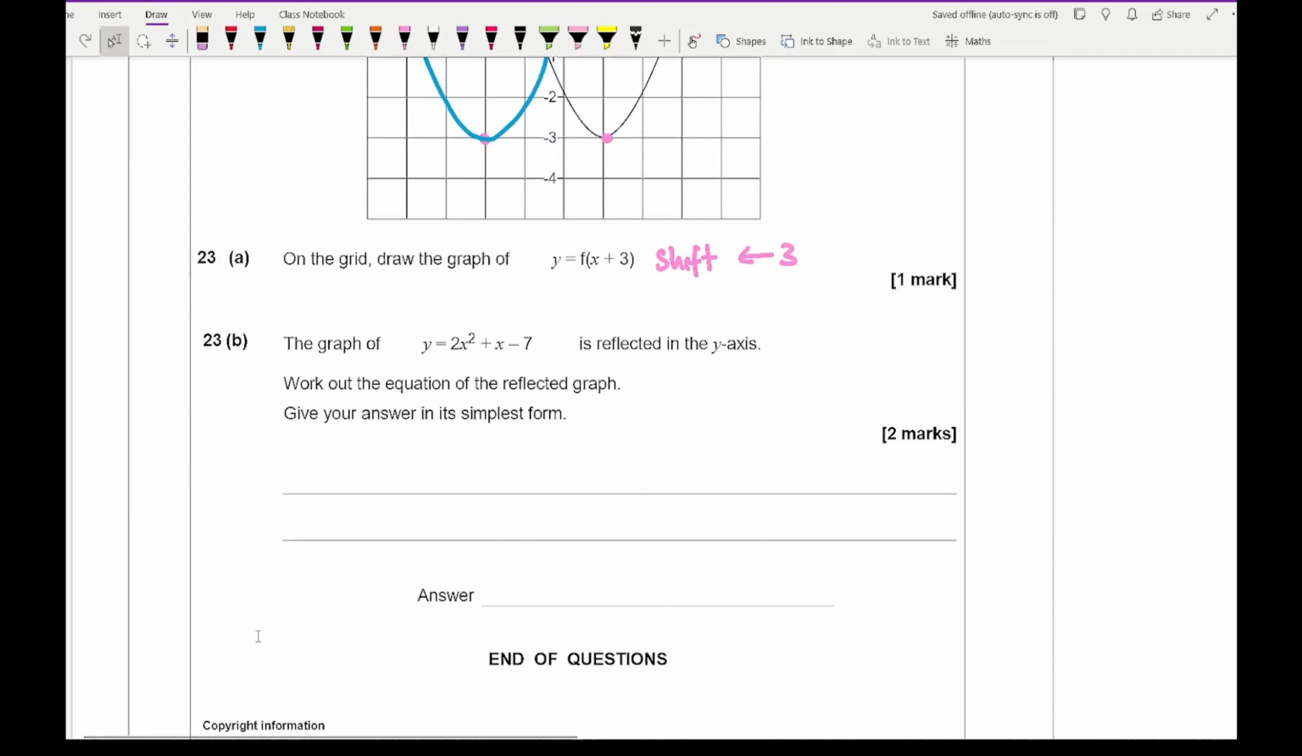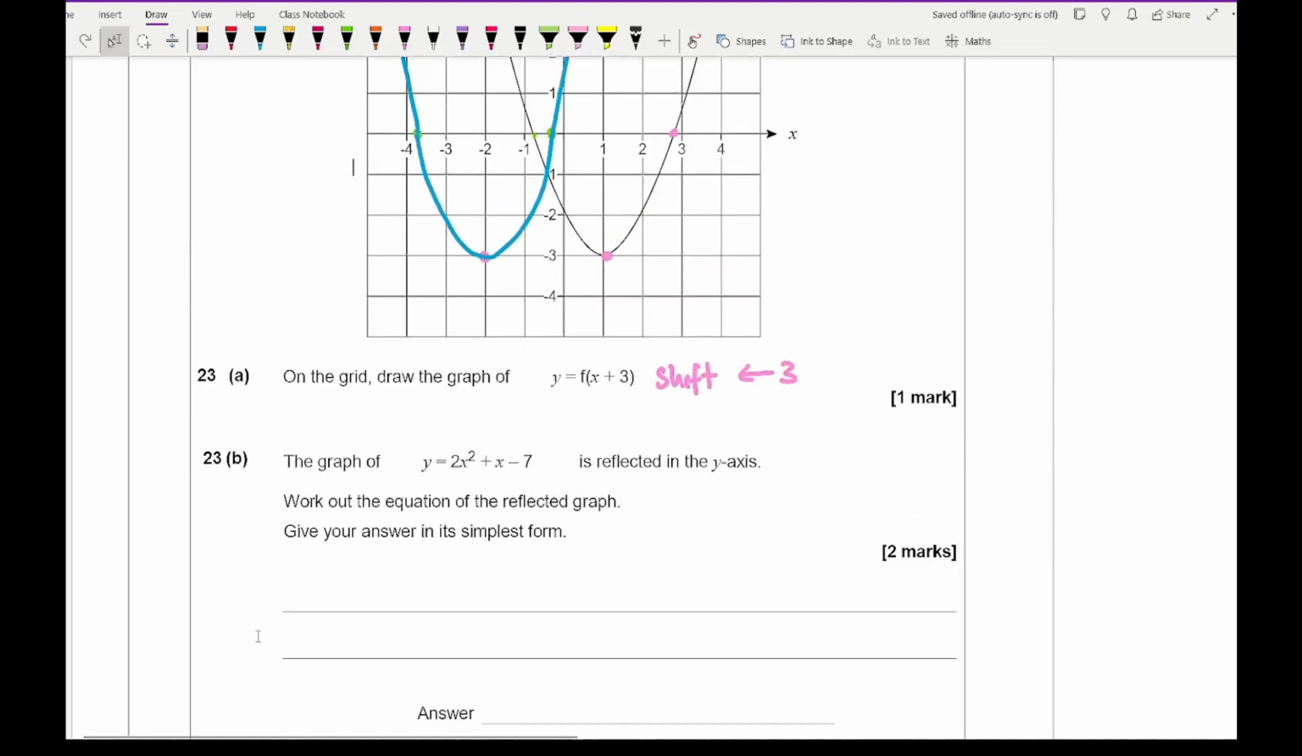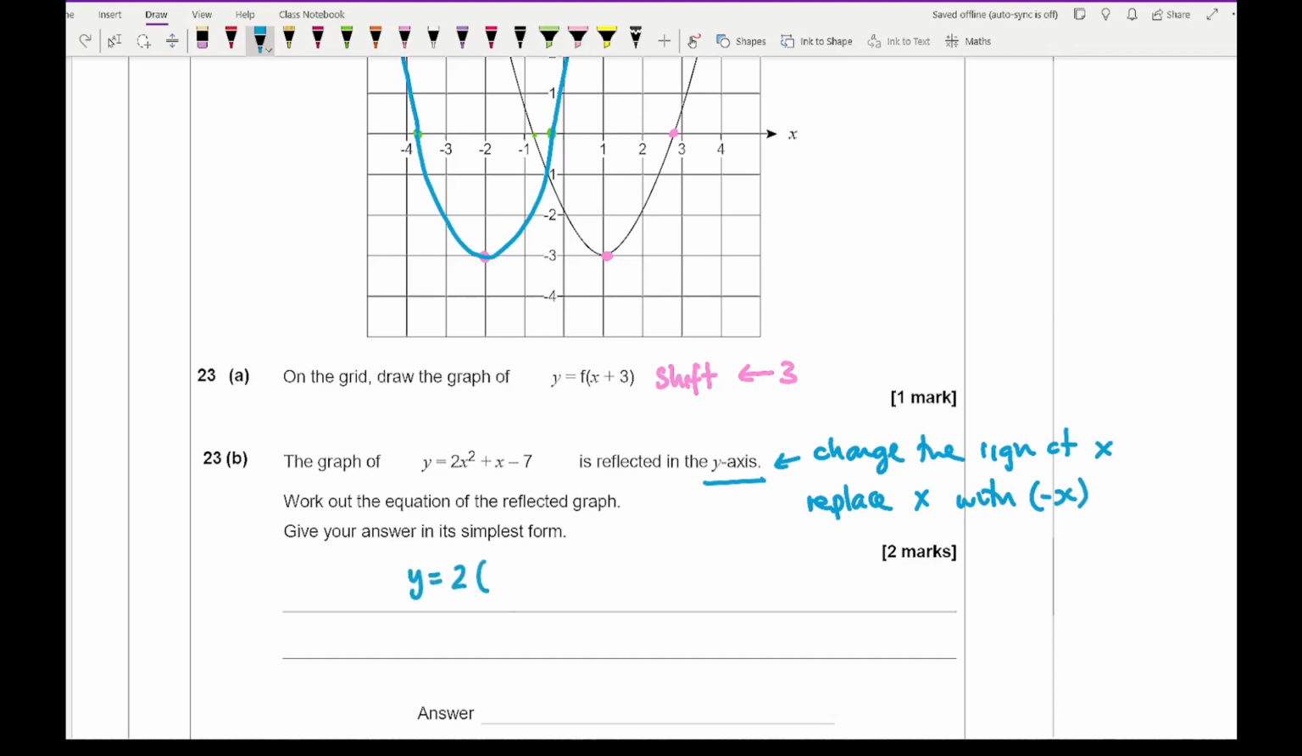Then for question 23b, it says y equals 2x squared plus x minus 7 is reflected in the y-axis. Work out the equation of the reflected graph. Now for it to be reflected, what I need to do is basically change the sign of x. So I'm going to replace x with minus x. So replacing that, I get y equals 2 lots of (minus x) squared plus (minus x) minus 7.